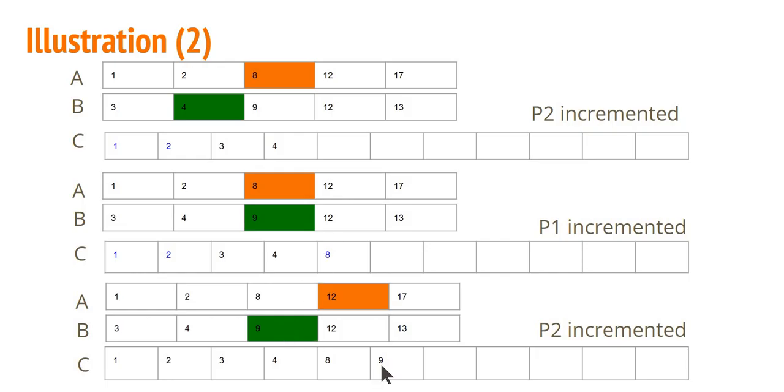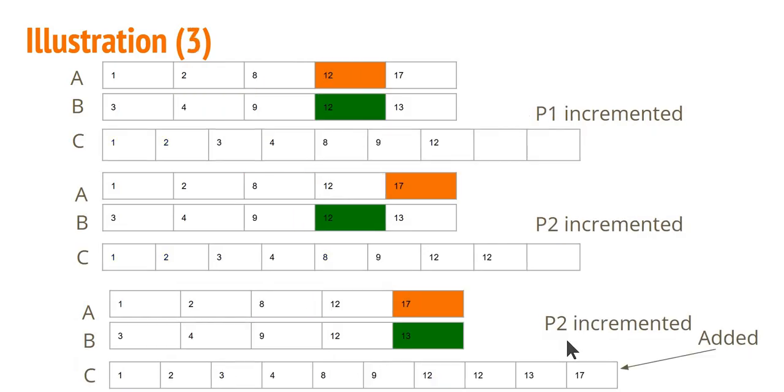Clearly 9 is smaller, so I add 9 here. I increment P2. It becomes 12 and 12, less than or equal to. So I add 12 here. I increment P1. So it's 12 and 17. I add this 12 here. I increment P2. 13 and 17. Now this is where it gets interesting. I add 13 to this list.